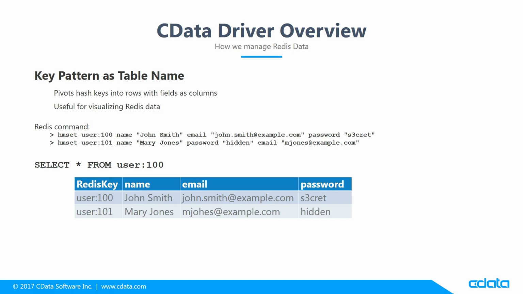So in this instance, there are two sample Redis commands for creating new hash keys using the same pattern. So user: is the pattern where the 100 and 101 are the unique identifiers. So if we were to select star from user:*, where user:* is the key pattern, we get a table like the one shown. So Redis key is essentially the unique ID for the table. And then you have each field from the hash pivoted to be a column for the table. So we have the name, email, and password.